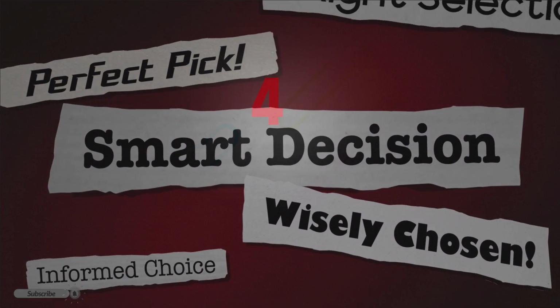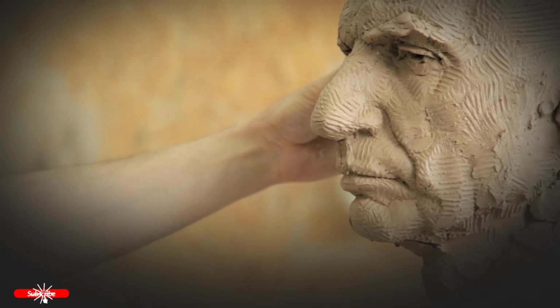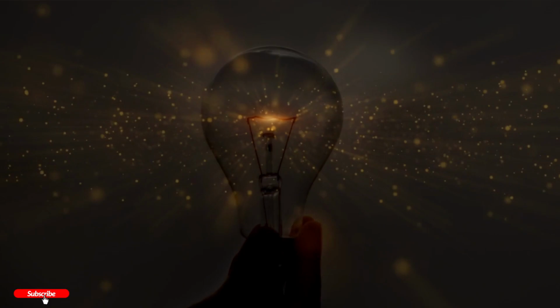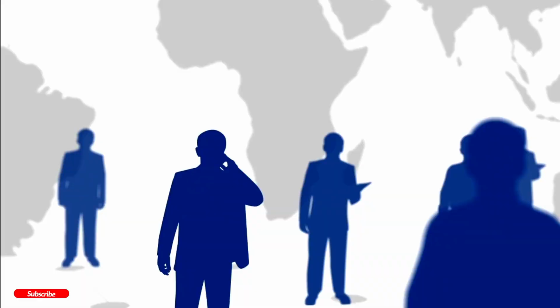Memory and suggestion. Your memory is like clay, easily shaped by suggestions and outside influences. Sometimes, it can even make you remember things that didn't happen. This fascinating insight shows how our memories are more flexible than we think.